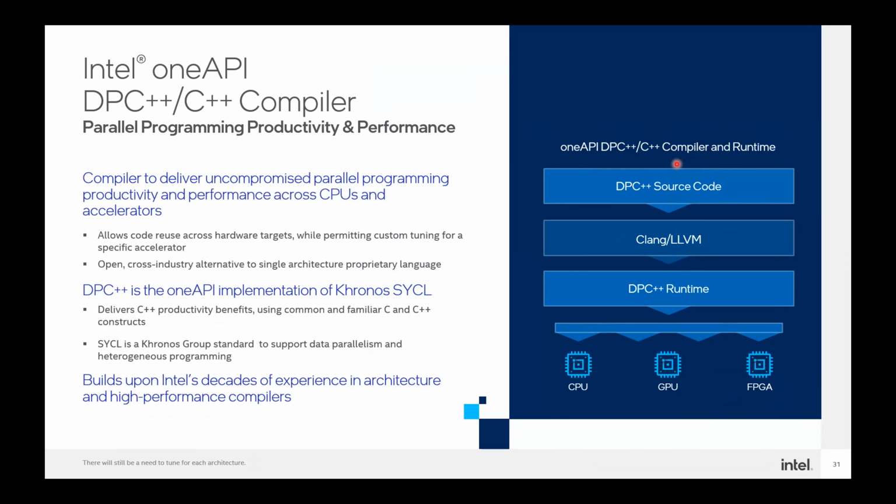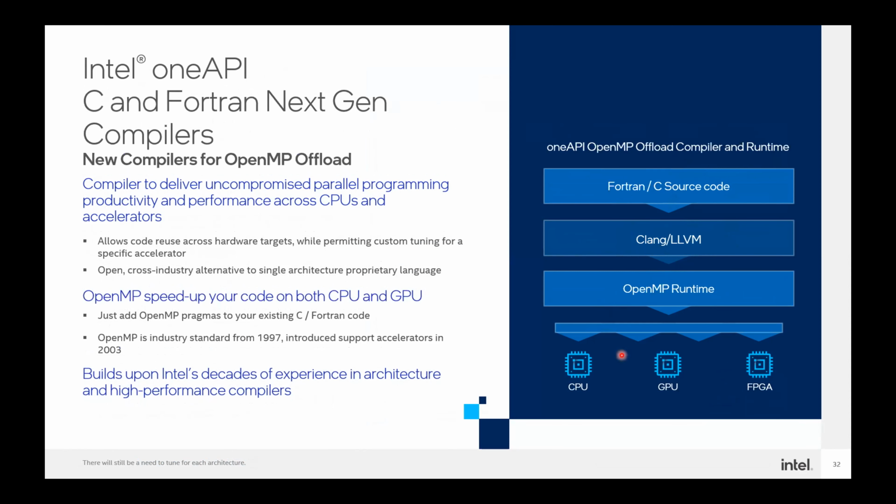So briefly, the DPC++ compiler, as you can see, is based on Clang LLVM, and then upon the DPC++ runtime, and it can target CPU, GPU, and FPGAs. The same for the next-gen compilers. With the classic compiler, you can only use CPUs. If you are using the new compilers shipped with oneAPI HPC toolkit, you are using the LLVM backend and the new OpenMP runtime that can also offload your code to GPUs and FPGAs.